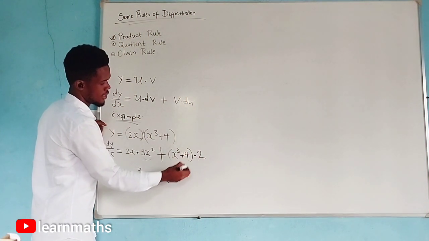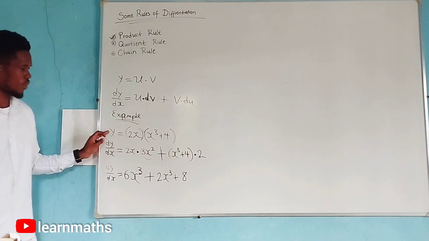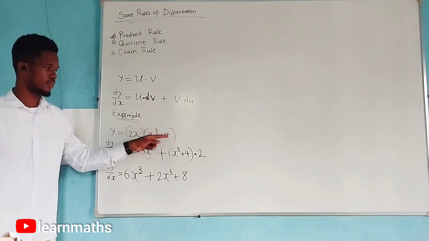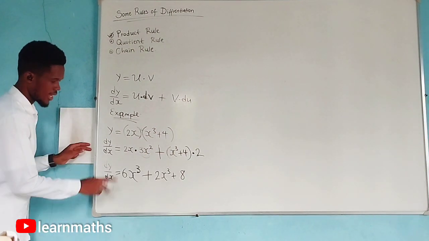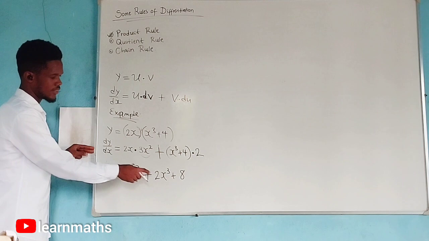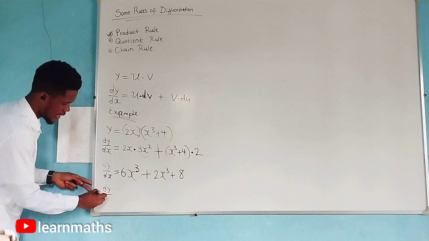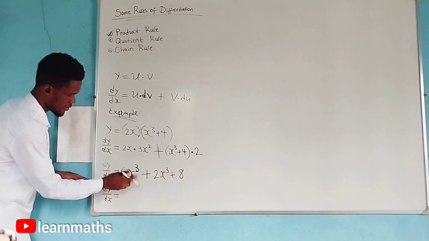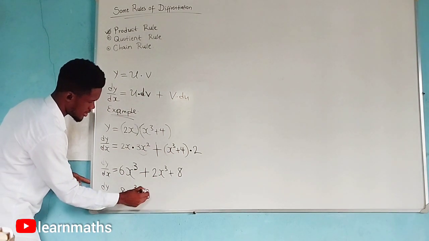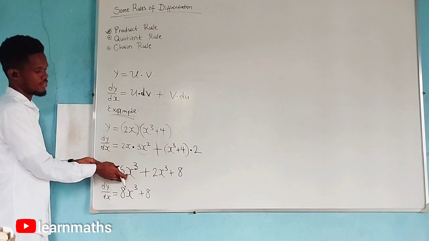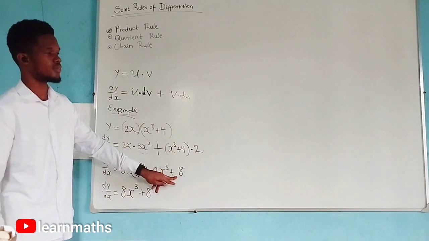Now 2 times 4 is 8. So the differential of this function, y equals 2x multiplying x raised to 3 plus 4, is 6x raised to 3 plus 2x raised to 3 plus 8. Now I have 6x raised to 3 here, and I also have 2x raised to 3. I put the x raised to 3's together. So finally, dy dx is going to be equal to 6 plus 2, a total of 8x raised to 3 plus 8, right? 6x raised to 3 here, then 2x raised to 3 here, a total of 8x raised to 3, plus this 8 we have here.